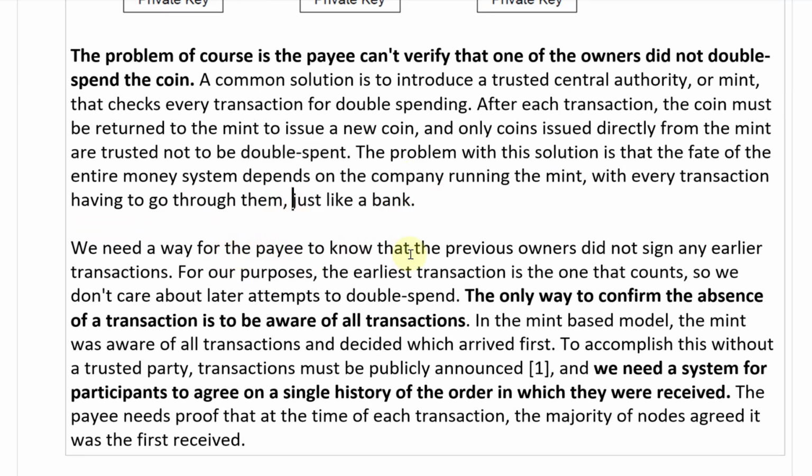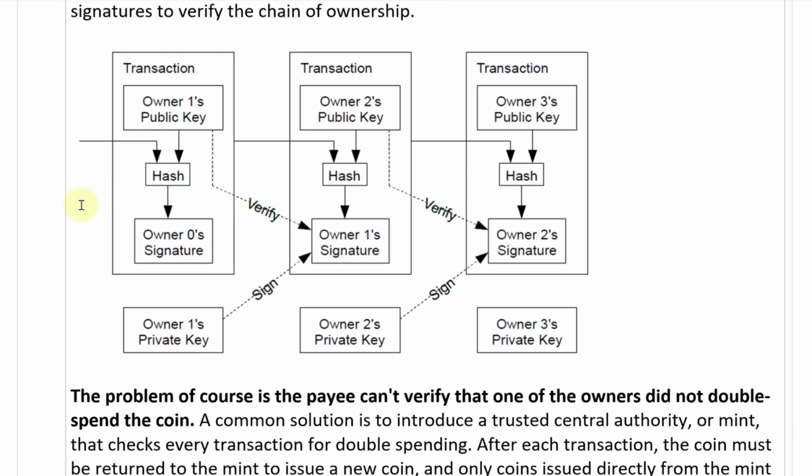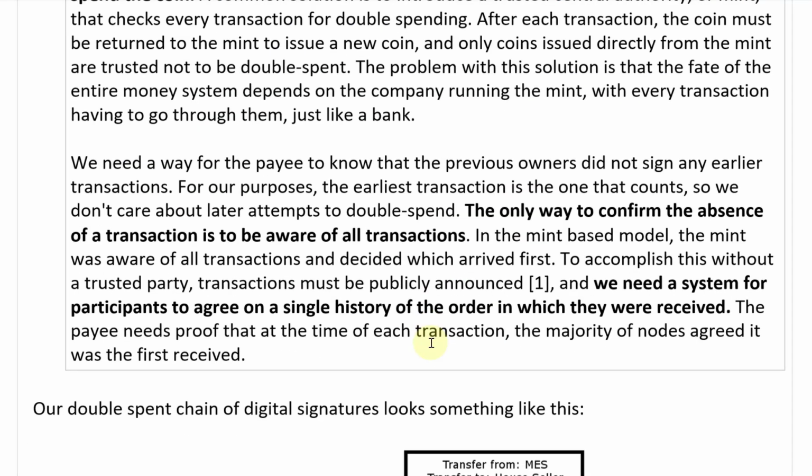We need a way for the payee to know that the previous owners did not sign any earlier transactions. For our purposes, the earliest transaction is the one that counts. Just get the earliest one and deal with it. And then hopefully that chain matches other people's chain, and so on. So we don't care about later attempts to double spend as long as we can get a consensus from the earliest chain that matches other people. The only way to confirm the absence of a transaction is to be aware of all the transactions. So if we're aware of all the transactions, we can find out if something's missing or not.